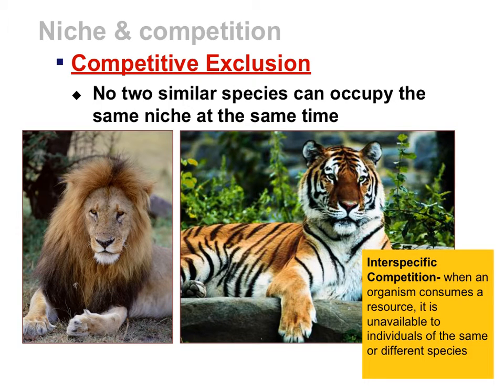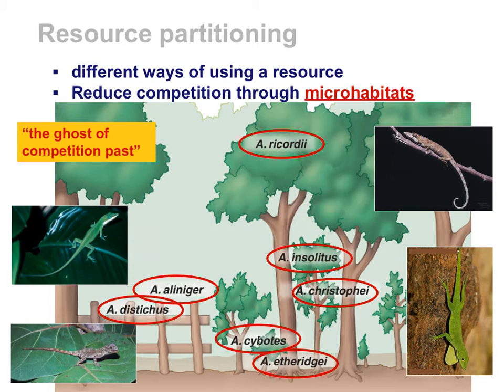Because interspecific competition exists, or competition between two different species, there exists what's called competitive exclusion. And that simply is that no two species can occupy the same niche at the same time. Why? Because of the available resources and the fact that those are limited. So when an organism consumes a resource, it's essentially gone. It's unavailable for individuals of even that same species or different species. So there's a negative interaction where two or more different species are going to attempt to use the same resource.